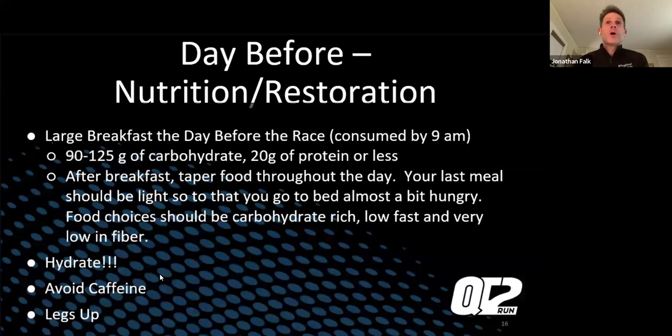Certainly you don't want to forgo eating afterwards, but that's the meal that I encourage our athletes to emphasize the day before the race. Focus on hydrating, especially if it's going to be a warm day. But in general, just be drinking regularly throughout the day.